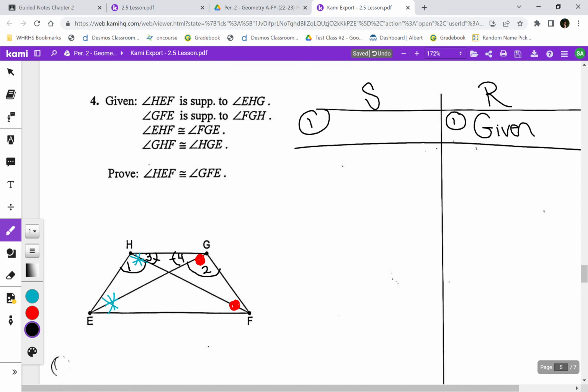Before I even look at what I want to prove, isn't the whole point to go through your givens, mark your givens, and come to conclusions from the givens? So looking at what we have, anybody come up with any conclusions up here with these big angles? Angle 1 is congruent to angle 2, angle 3 is congruent to angle 4. That was given to us. Could anybody make a conclusion using that information?